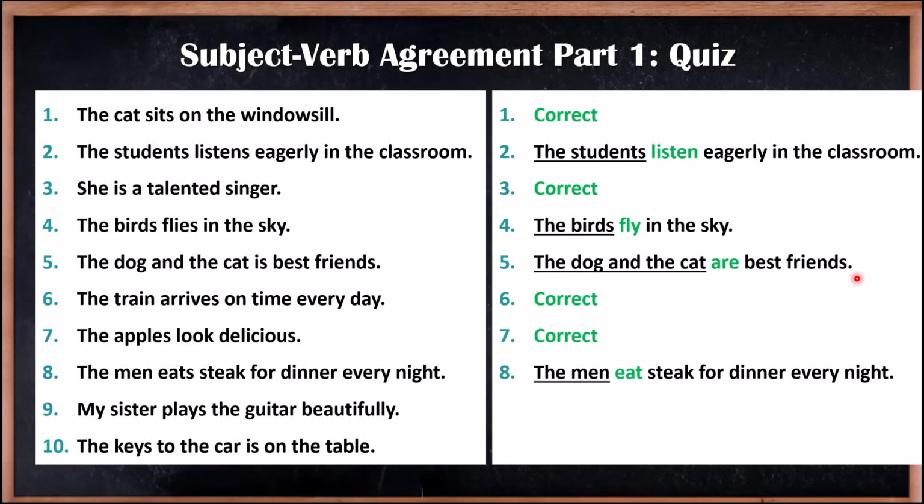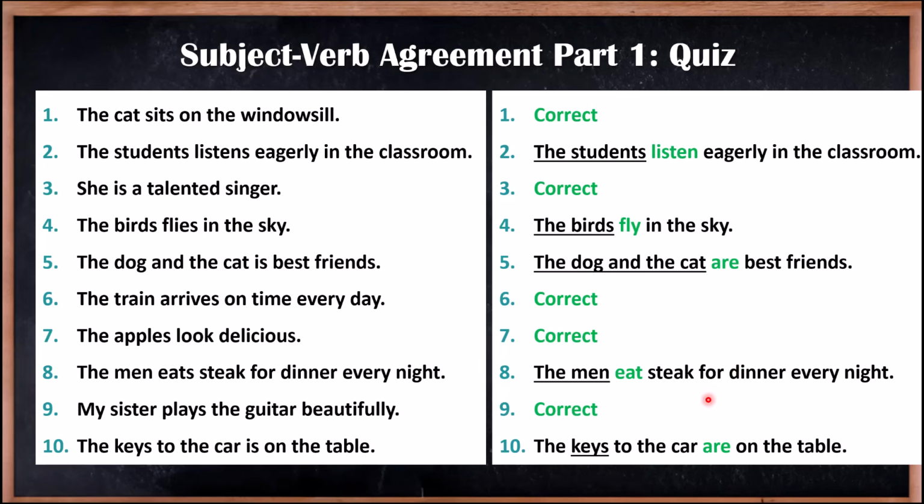Number 8 is incorrect. We have a plural subject, the men. Remember, this is an irregular plural word. Man is singular, men is plural, and we need a plural verb, eat. The men eat steak for dinner. Number 9 is correct, and number 10 is incorrect.